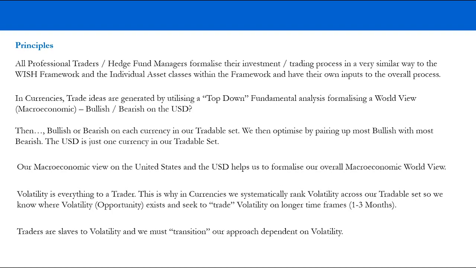The next principle we picked up along the way is one of the big ones, obviously, which is that volatility is everything to a trader. And this is why in currencies, we systematically rank volatility across our tradable set. So we know where volatility or opportunity exists, and we seek to trade volatility on longer timeframes. Our analysis of volatility tells us that the optimal time period for trading Forex pairs is on a 1 to 3 month time frame.